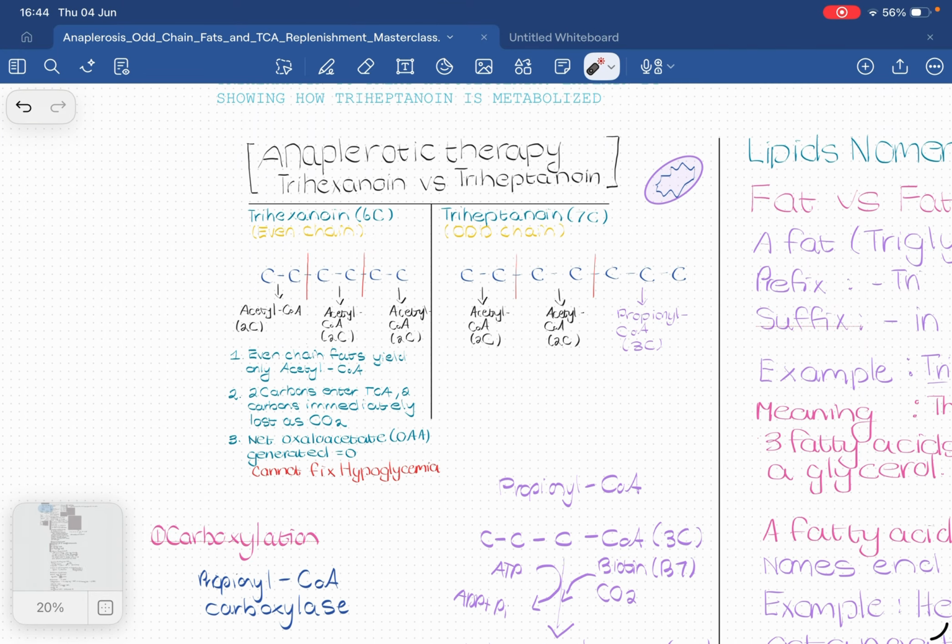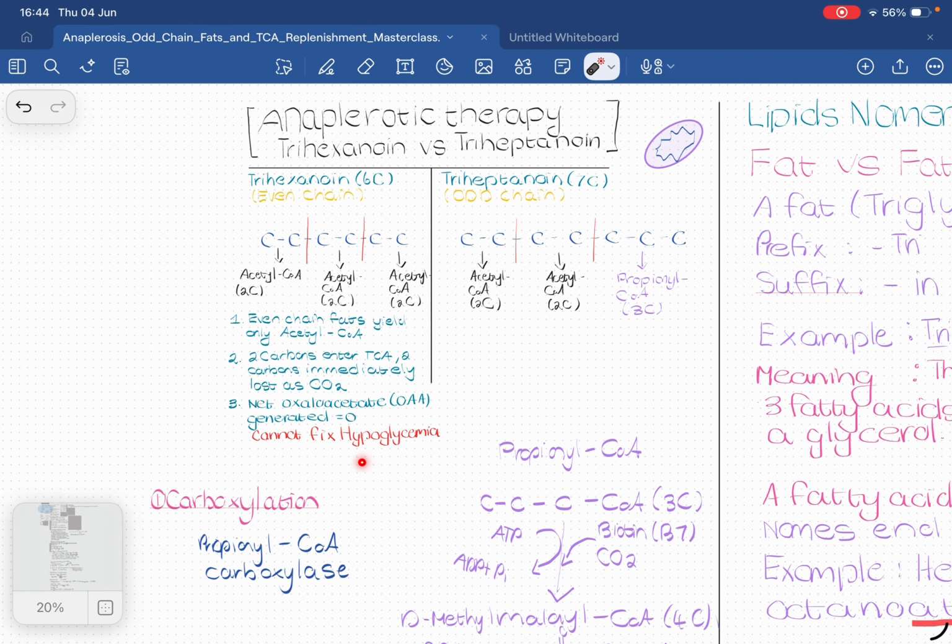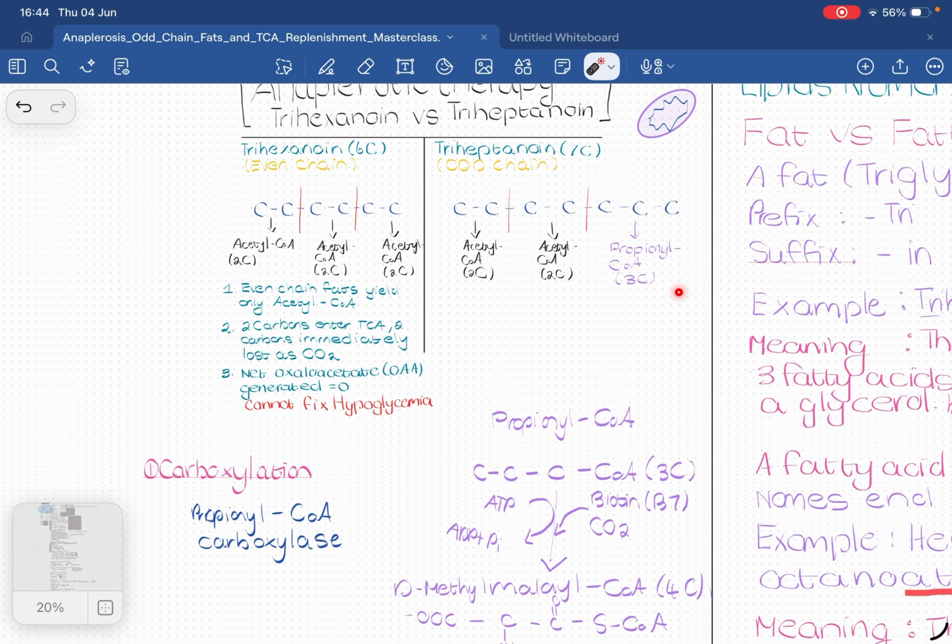Okay, so you'll see now why I said on this side that since these acetyl-CoAs will all enter the TCA cycle, it will only spin the TCA cycle and immediately leave as carbon dioxide. And therefore no net oxaloacetate will be formed. So there's no oxaloacetate to spare for another process, and therefore it can't fix hypoglycemia, but you'll understand in a moment better why. Okay, so basically this propionyl-CoA is now our molecule of interest.